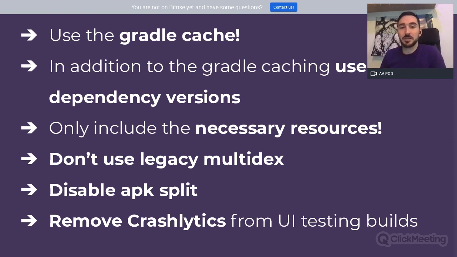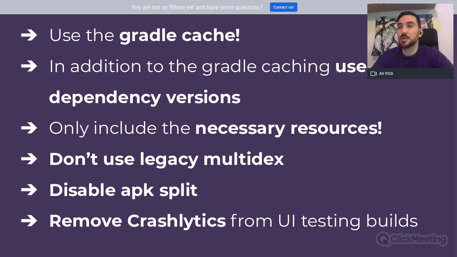Next up is using legacy multidex. So the legacy multidex would only be used if you are using the min SDK version set to 20 or below. And this could also put some extra time on your builds. Simply specifying a different flavor and setting the min SDK version to 21 could improve your build speeds here as well.